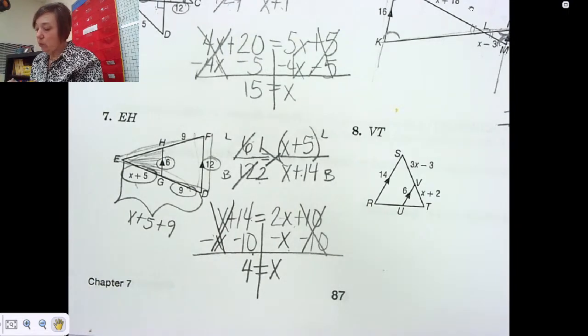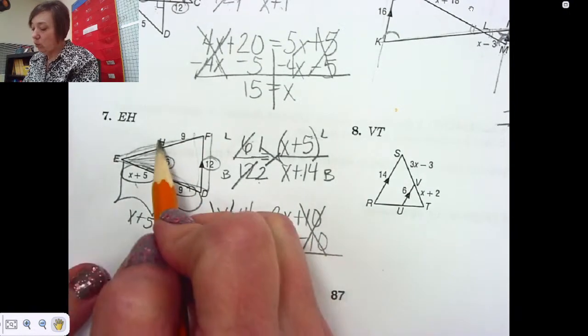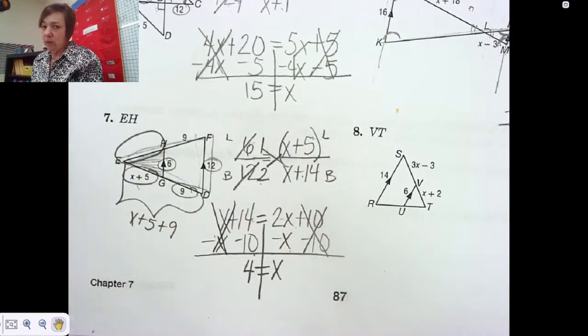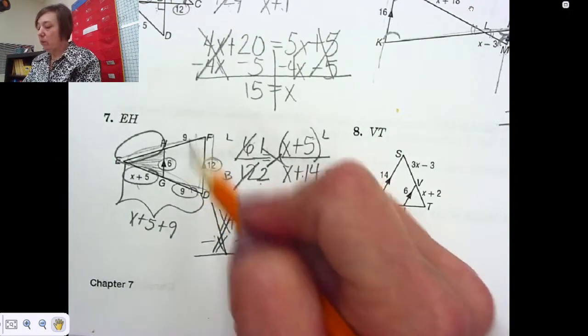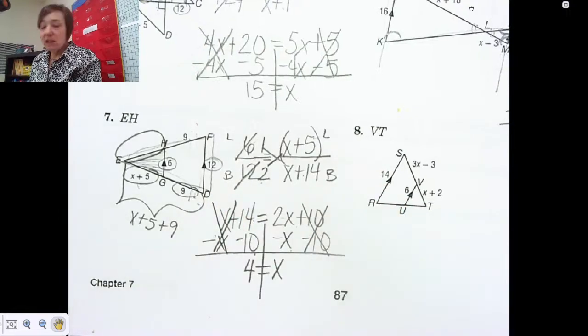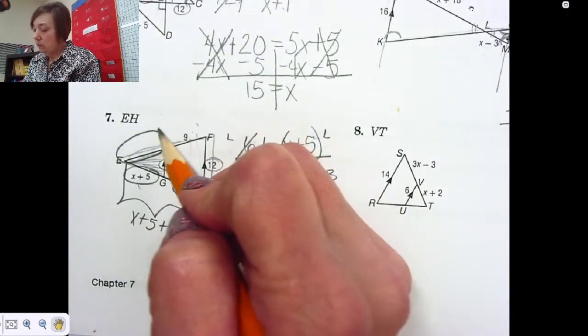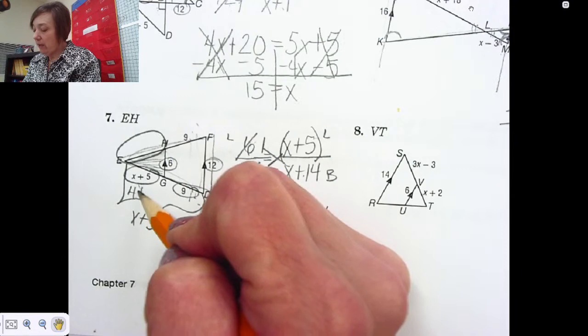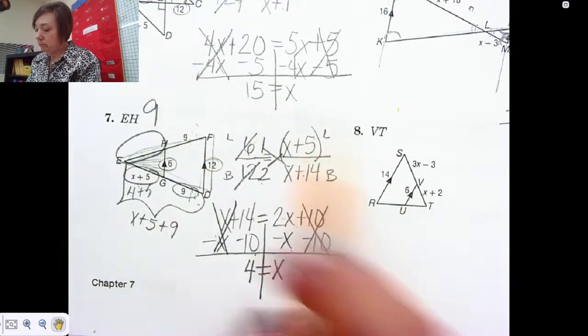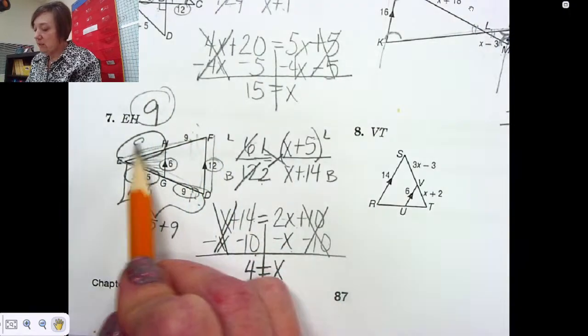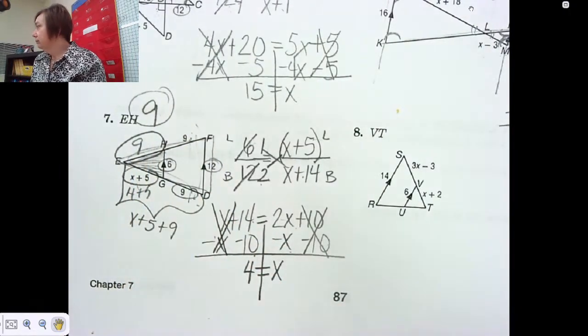What are they asking for? They're asking for EH. We don't know EH. It's x plus 5. How do you know that? Because the x plus 5 and the 9. Yep, because it's the same, right? Because it's the same. So 4 plus 5 gives me 9. So this is 9 and that's 9.